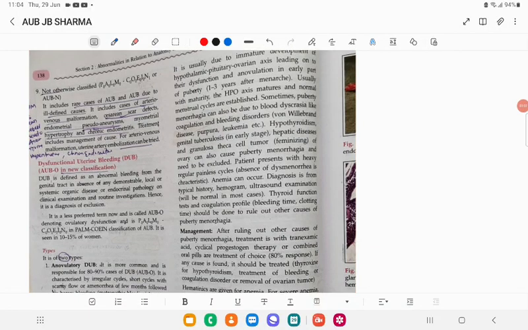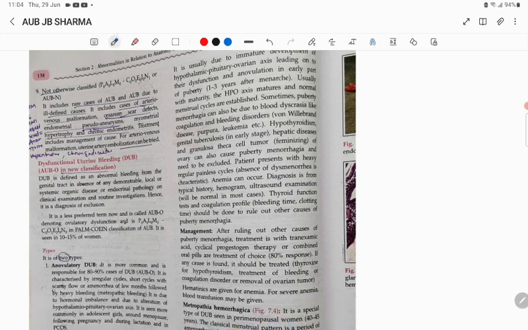Today we'll talk about AUB, dysfunctional uterine bleeding, or AUB-O in the new classification. Dysfunctional uterine bleeding is defined as an abnormal bleeding from the genital tract in the absence of any demonstrable local or systemic organic disease or endometrial pathology on clinical examination and routine investigations.